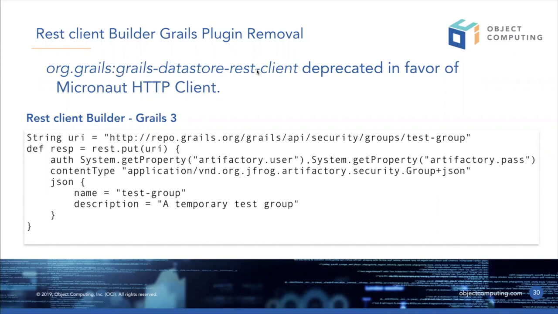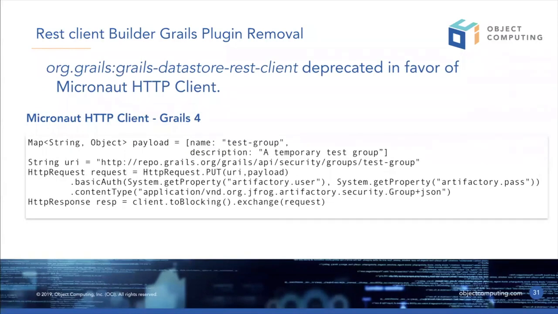This request shown here is doing a PUT request with a basic auth specifying a particular content type, and in the body of the request is specifying a JSON object. So this is old code that you typically will do with the REST client builder. This is the same code that you will use with the Micronaut HTTP client. So I have a map. I can pass the map as the payload of the request. Automatically, that will be transformed into a JSON object.